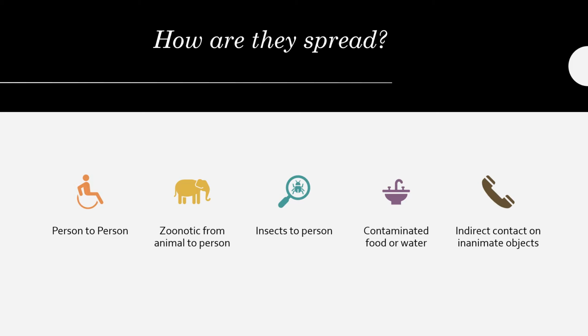Indirect contact on inanimate objects. So viruses and bacteria can linger on these inanimate objects by indirect contact. And so we've learned so much in the past couple of months about COVID and how much we touch our face. You can touch your face up to 10,000 times a day. And so we can contract these diseases if we touch an inanimate object through our eyes and nose and mouth.